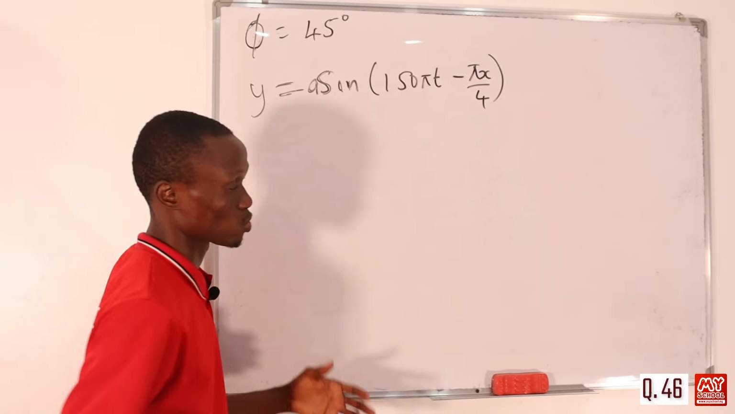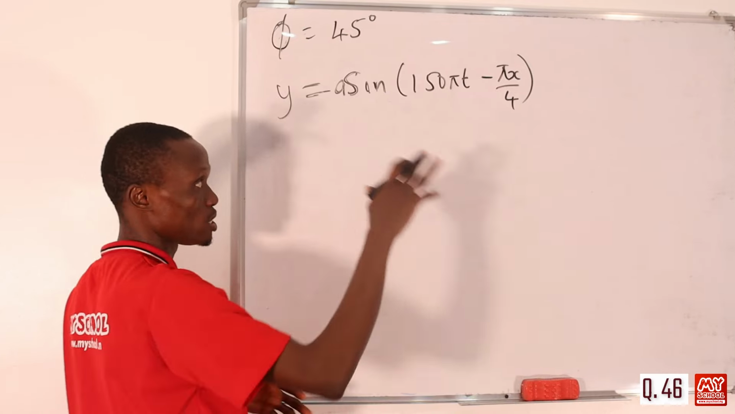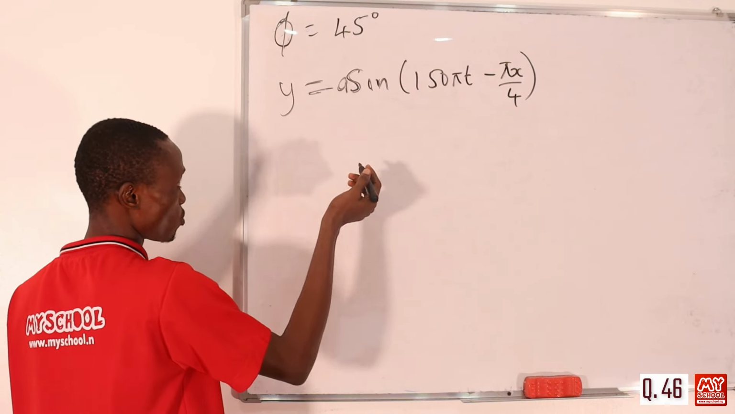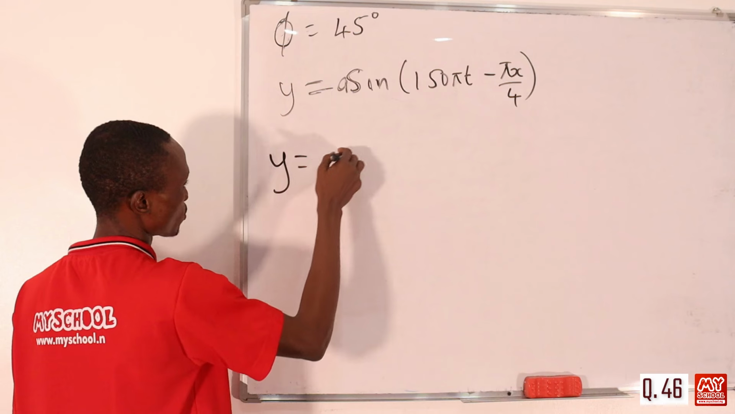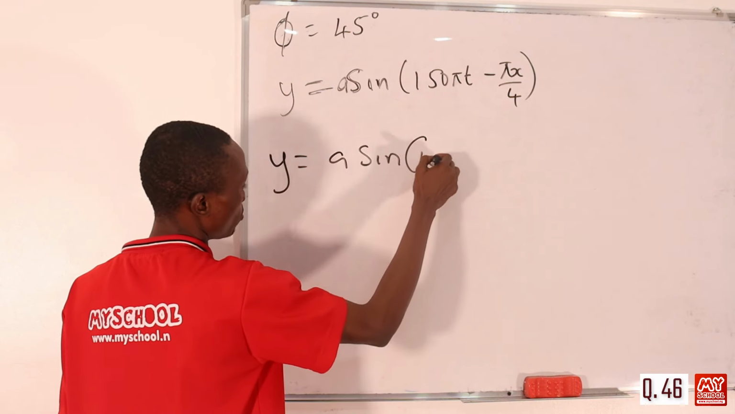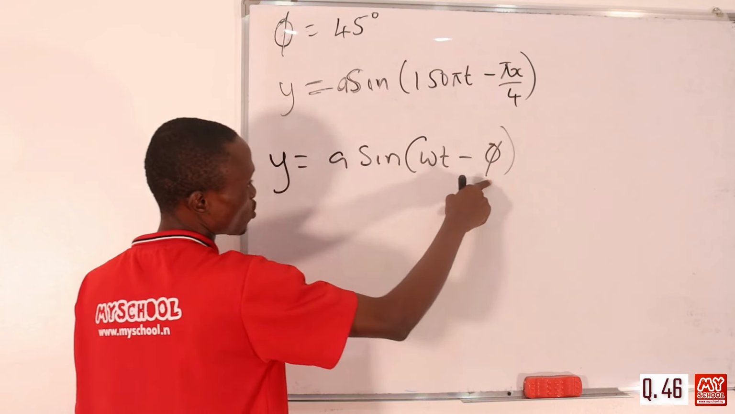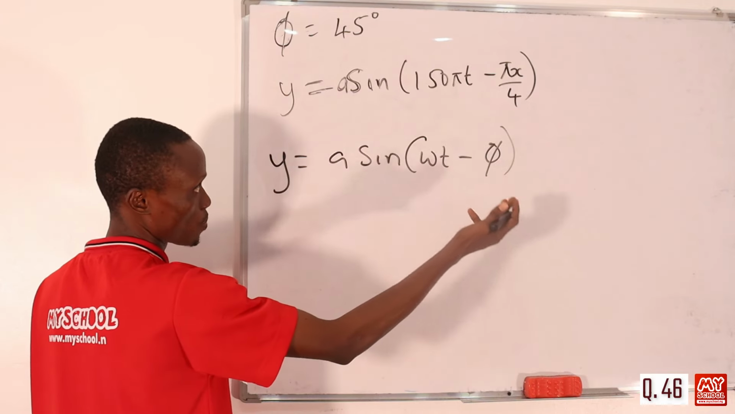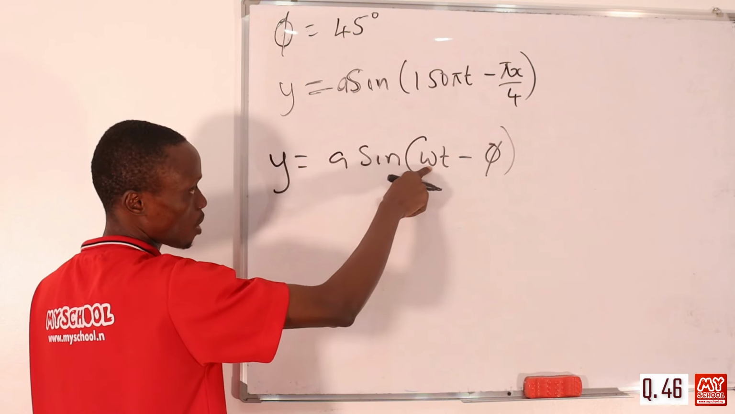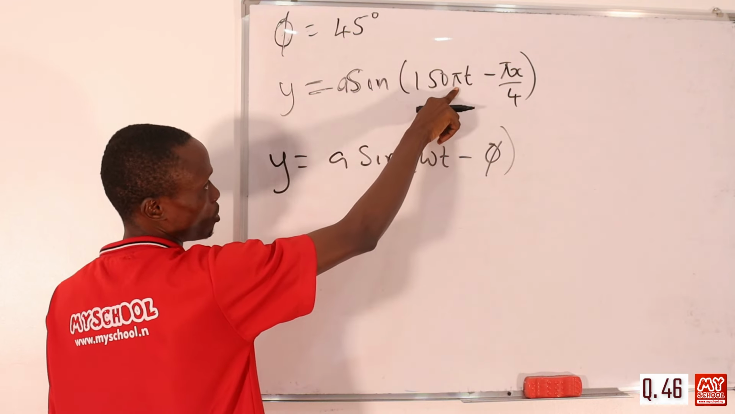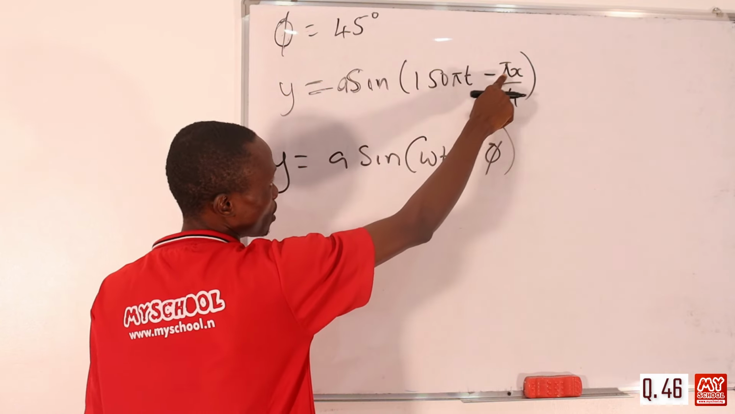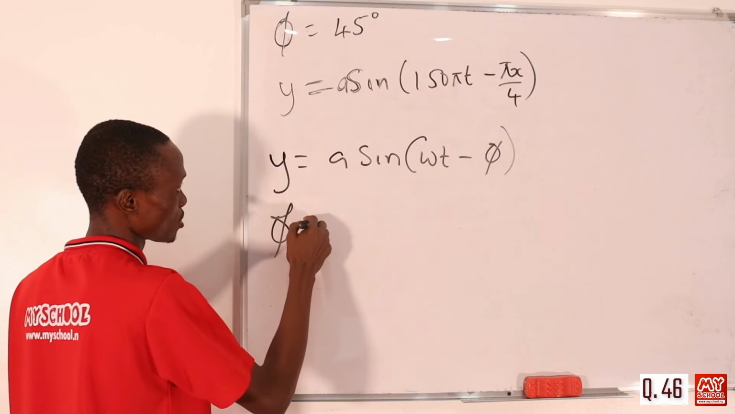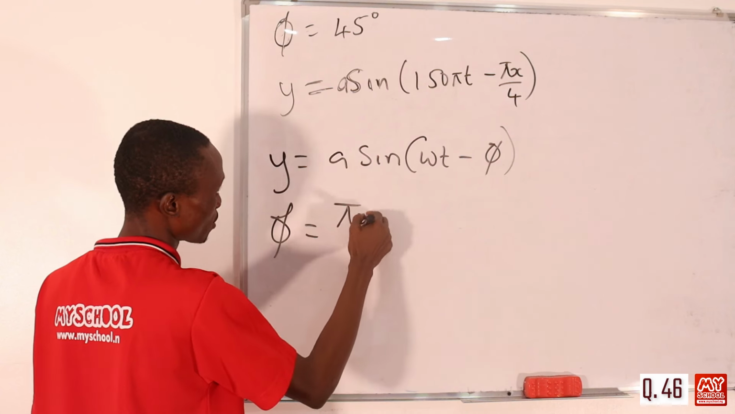To provide answer to this question, we have to compare this with the original progressive wave equation. The original progressive wave equation is written as y is equal to a sine in bracket wt minus phi, where phi stands for the phase difference. So we can just compare. Remember, we have t here, then our omega represents 150 pi. Here our phi represents pi x all over 4. So our phi, which is the phase difference, is equal to pi x all over 4.